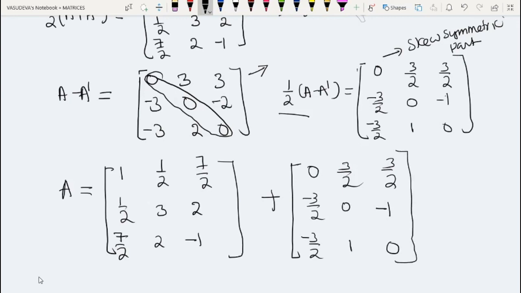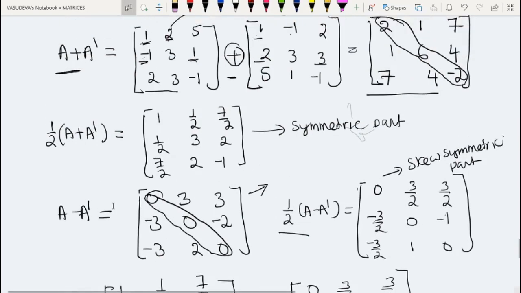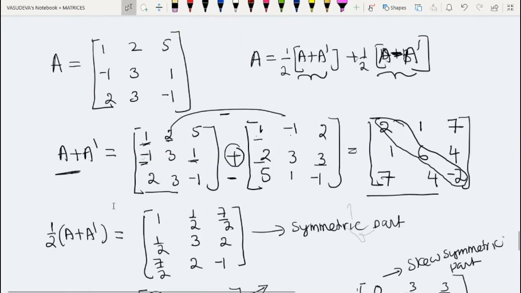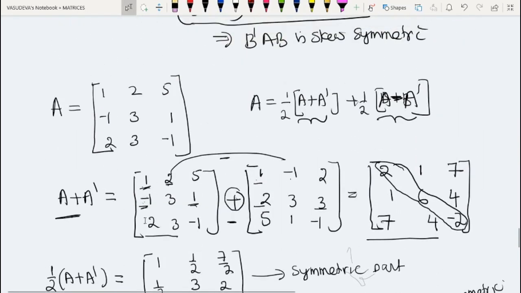So this is one sample problem relating to the property that any square matrix can be expressed as the sum of a symmetric and a skew-symmetric matrix. So let's take some more problems related to this, and one more important concept, the concept of the invertibility of a matrix and finding the inverse of a matrix by using elementary transformation, in the next video.